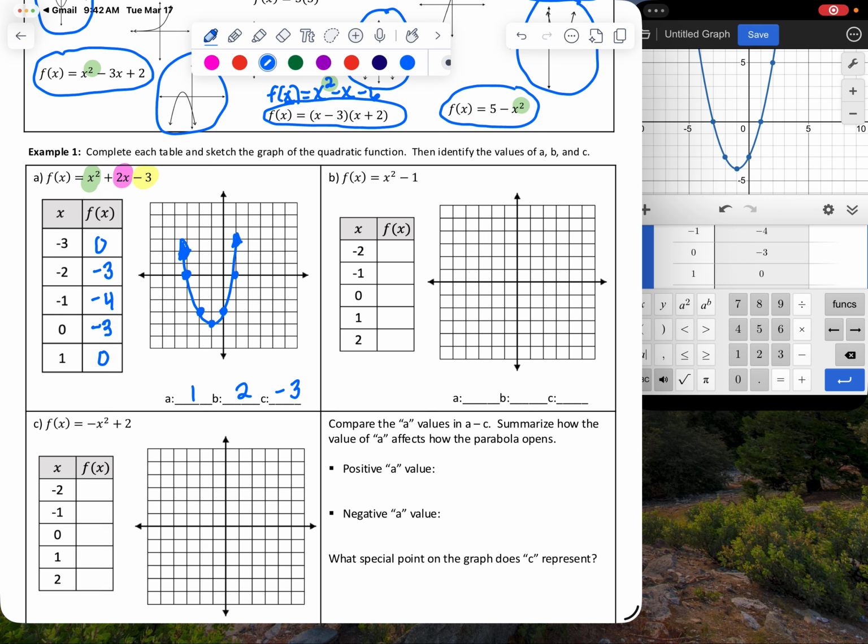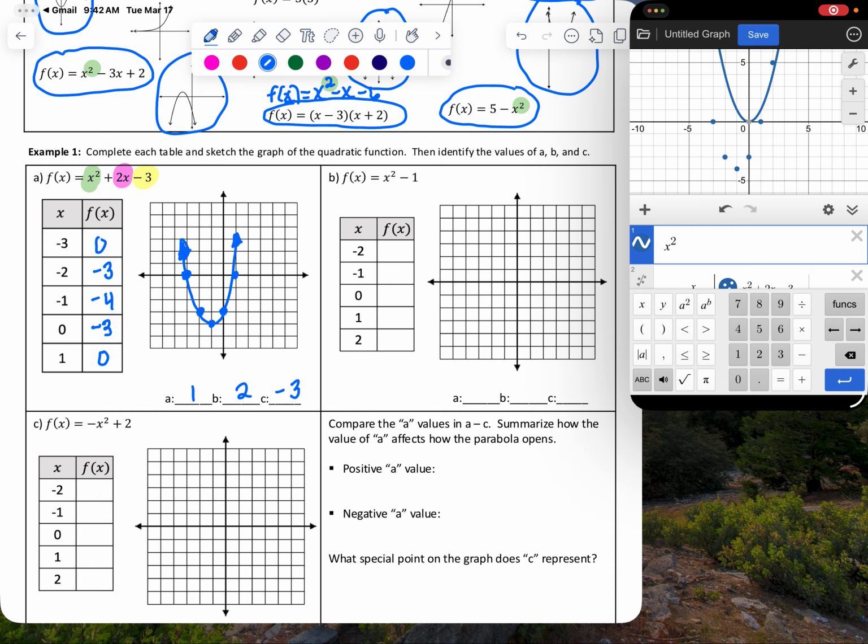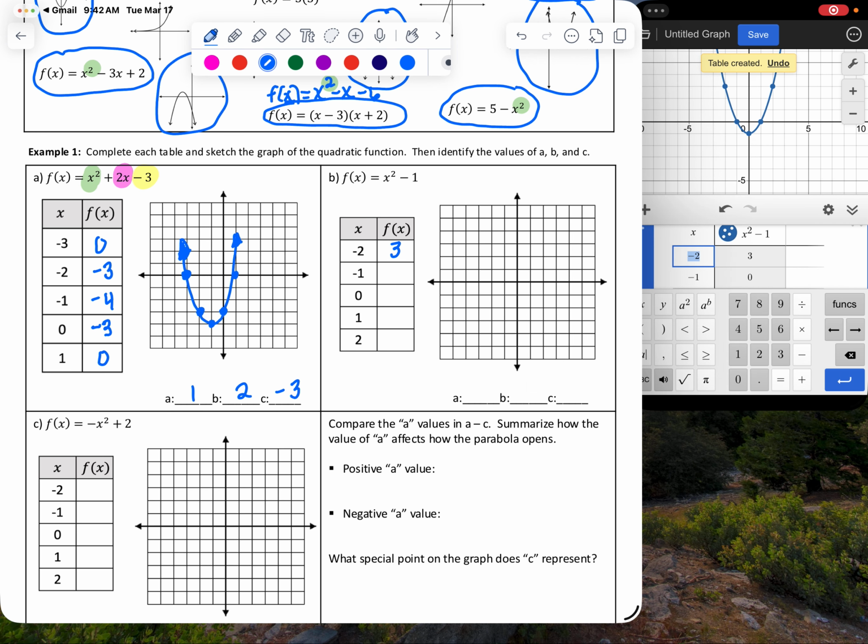All right, problem B. We have the function x squared minus 1. So let me just edit our previous example, change it to x squared minus 1. Let's get rid of the previous table. Hit the gear button, press table. So negative 2, positive 3, negative 1, 0.